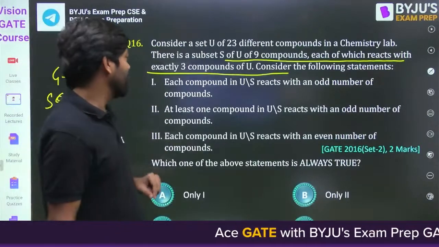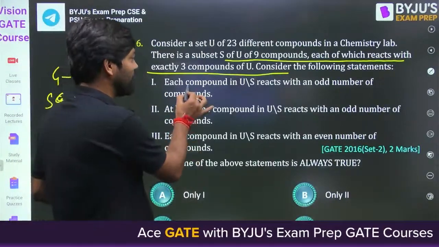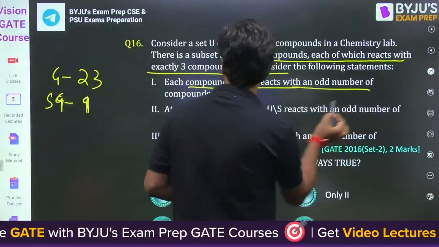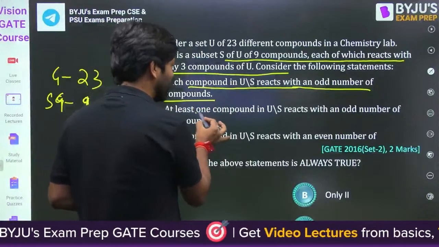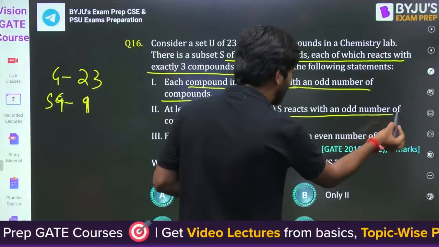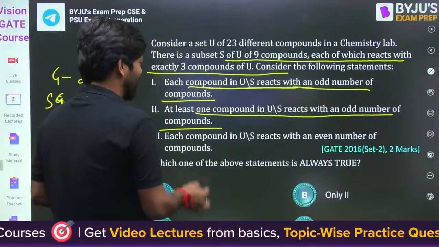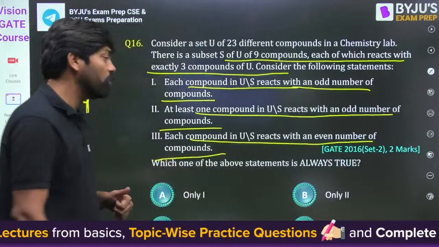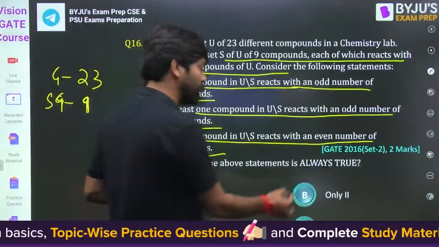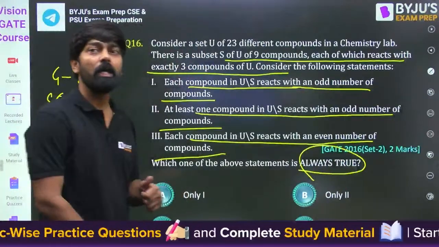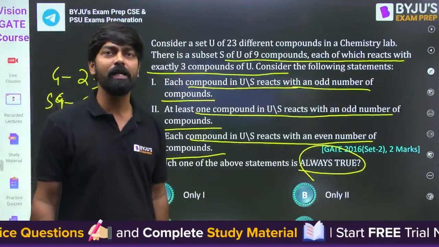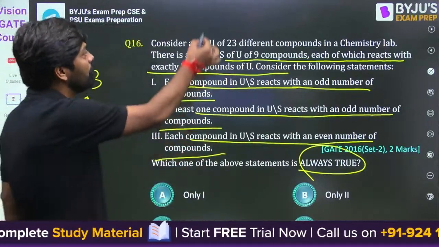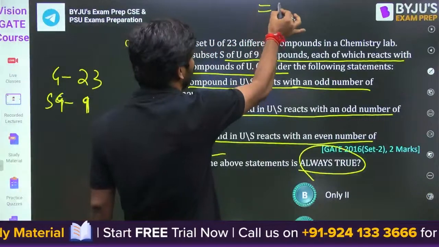Now they are asking something. Each component in U by S, meaning U minus S, with an odd order of compound. At least one component in U by S reacts with an odd number of compounds, and each compound in U by S reacts with an even number of compounds. So if you know the first theorem of graph theory, the Handshaking lemma, the sum of degrees of vertices is nothing but 2 into the number of edges.